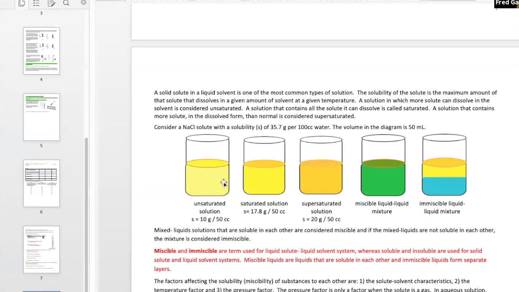So make sure you use this terminology in the pre-lab and post-lab questions, okay? When you have a liquid and a liquid, don't use terminology like soluble, insoluble. You use the terminology miscible and immiscible. When you have a solid in a liquid, then you have soluble and insoluble. So that's the experiment that we have for today.